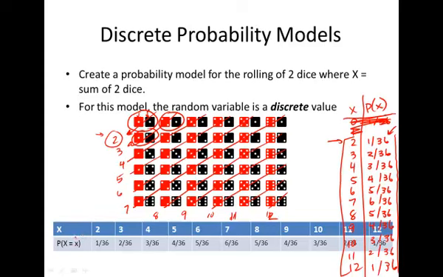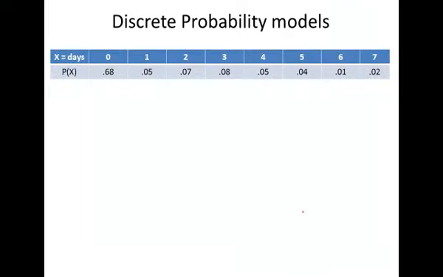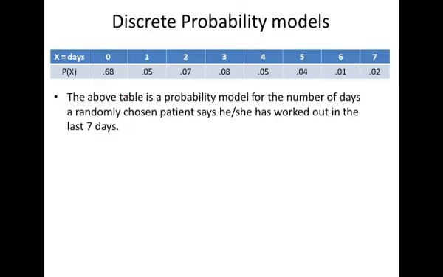So here it is horizontally, same thing. All right, so here we've got another example. This table is a probability model or probability distribution for the number of days that a randomly chosen patient says he or she has worked out in the last 7 days, or in the last week.